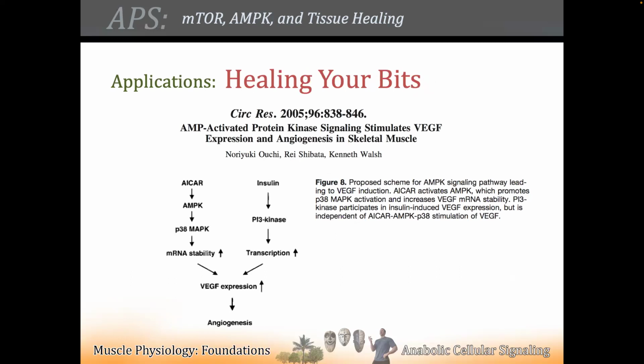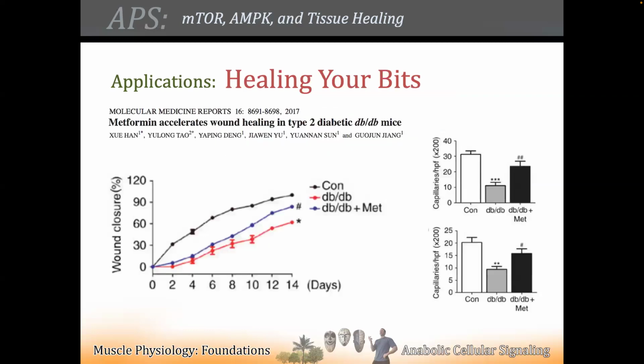With AMPK activity or insulin signaling, early tissue healing might be enhanced owing to an increase in VEGF, vascular endothelial growth factor, and subsequent angiogenesis, just meaning you're going to have an improved blood supply. So in this study, they're looking at wound healing in diabetic mice compared to controls.